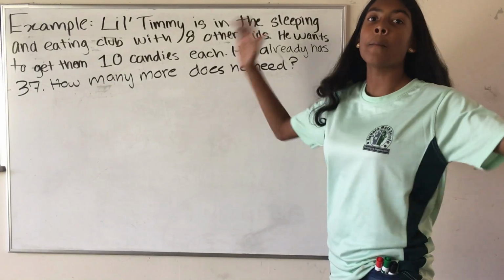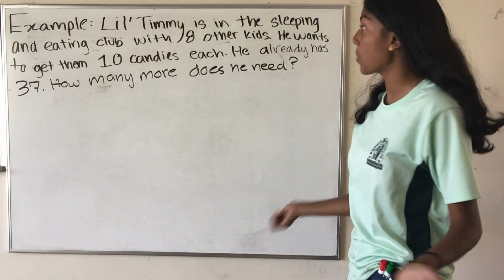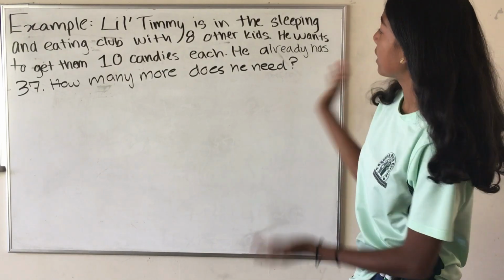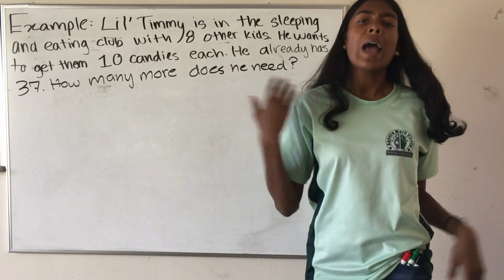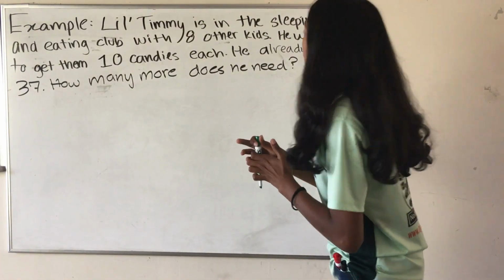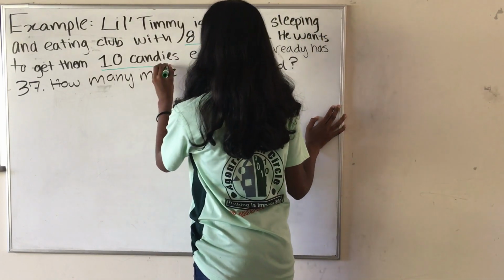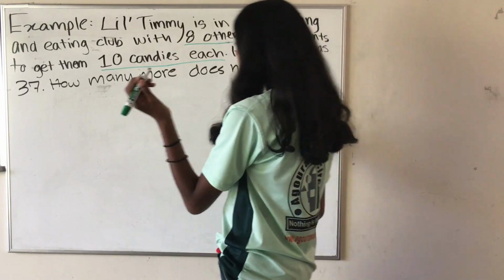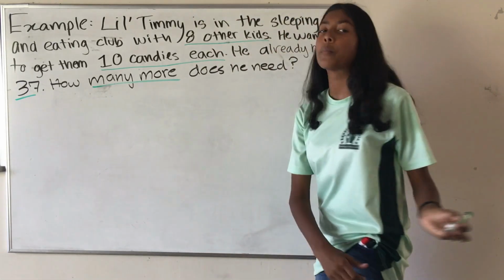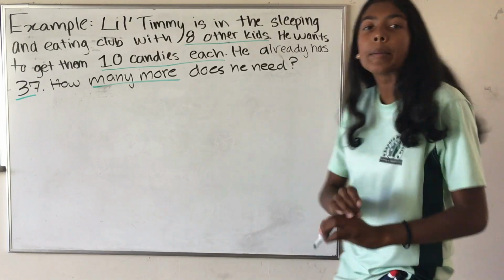So now let's combine all our skills so far to do an example problem. Little Timmy is in the sleeping and eating club with 8 other kids. He wants to get them 10 candies each. He already has 37. How many more will he need? So let's go ahead and try to find our key terms. So we have 8 other kids, 10 candies each. He already has 37. How many more? So these are all our important things. There's 8 other kids, they each get 10 candies, he already has 37. How many more will he need?